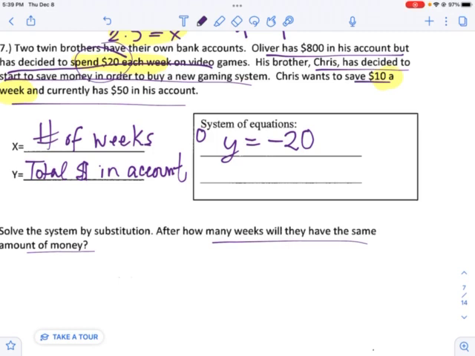The top one is Oliver. So close your eyes and picture what these lines should look like. Oliver's should be going down to the right, and Chris's should be going up to the right. But at some point, they're going to have the same amount of money. You can solve using substitution. Again, I have variables isolated. I love that. Let's circle what Y is equivalent to and then substitute it in the next equation. So I have negative 20x plus 800 equals, I'll finish my second equation.